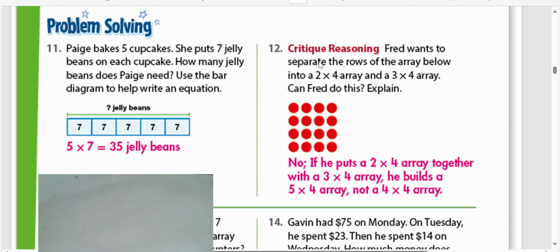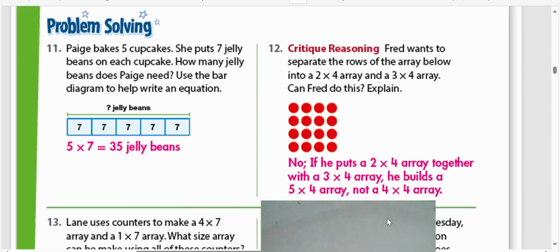Next question. Fred wants to separate the rows of the array below into a 2 times 4 array and a 3 times 4 array. Can Fred do this? We know 2 times 4 does not equal 3 times 4, so we can find the equality between the two numbers. Okay, we can write no. If he puts the 2 times 4 array together with the 3 times 4 array, he builds a 5 times 4 array, not 4 times 4. So it is a wrong answer.